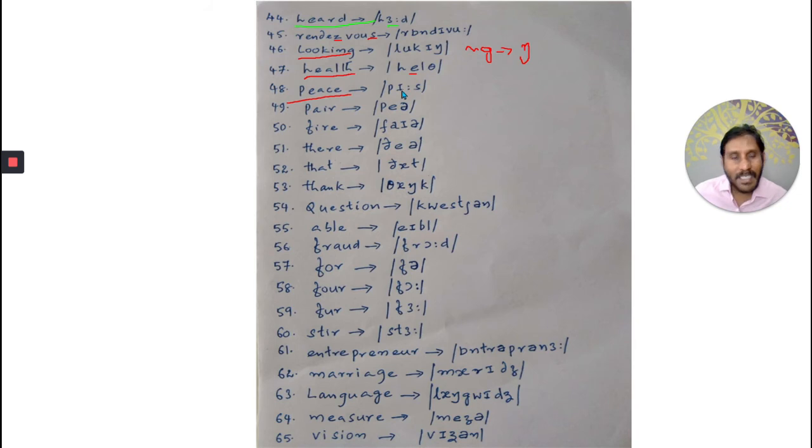Peace. P, long E, S. Here, pair, you say it is "pea". This is a diphthong. Fire. There is a diphthong here. Fire. R is silent because the last letter is E. That's why a diphthong is formed here. Fire. There is a wildfire in the jungle, in the forest. Wildfire.